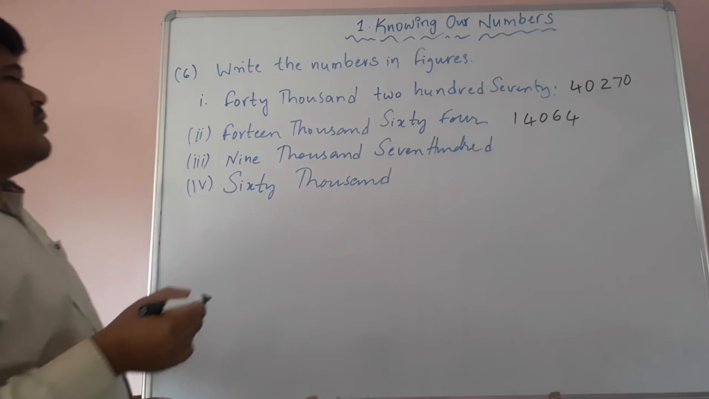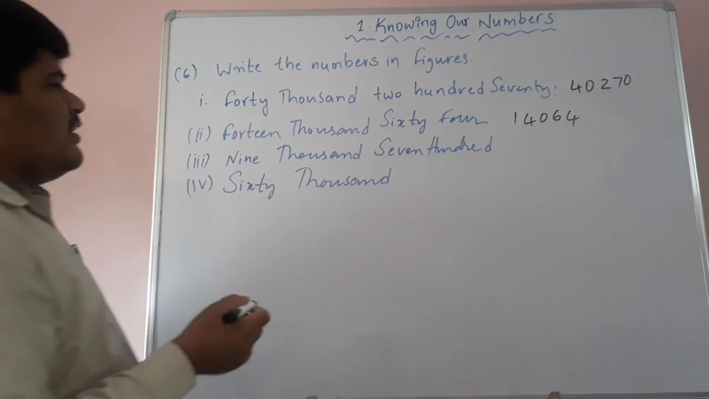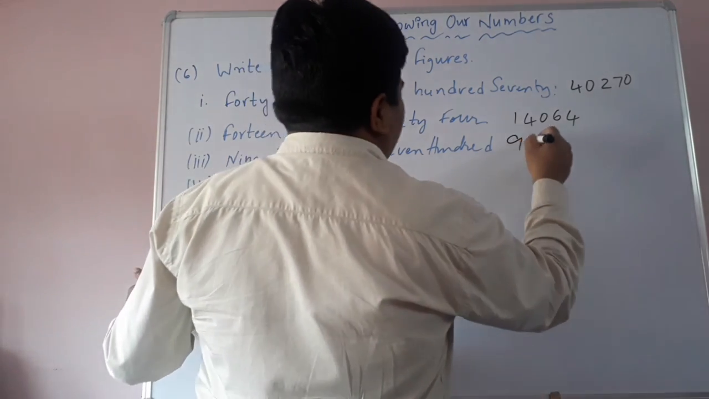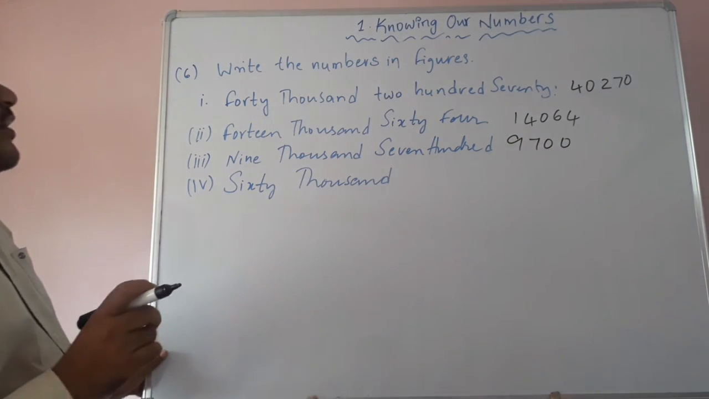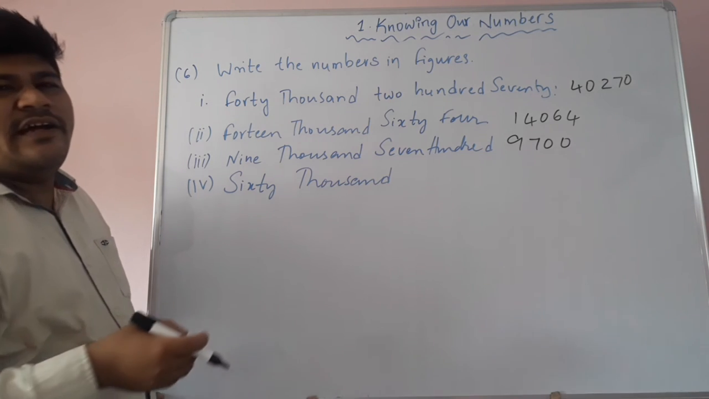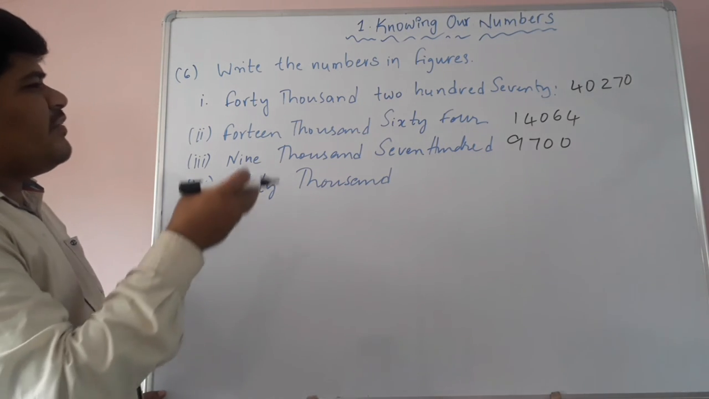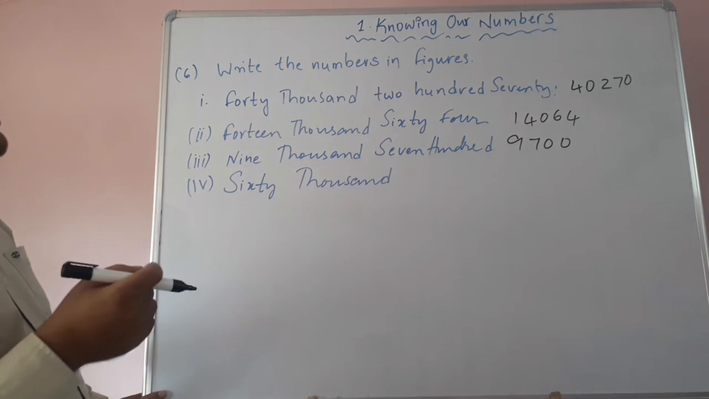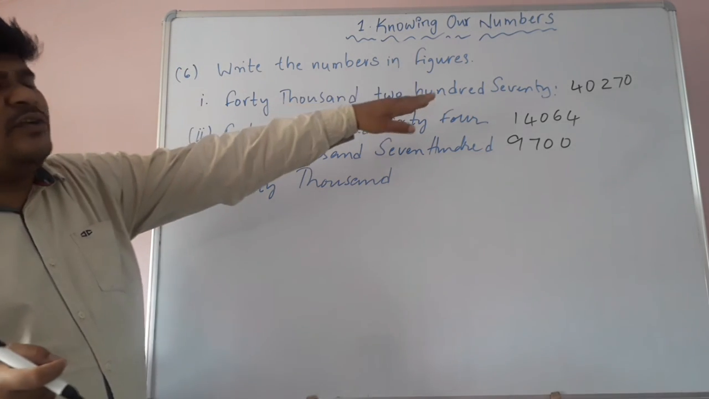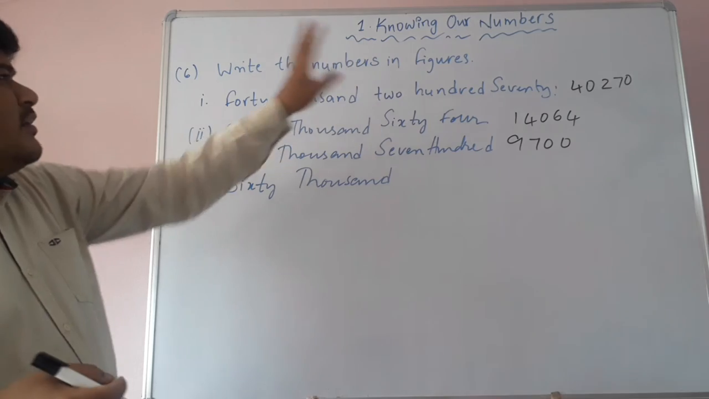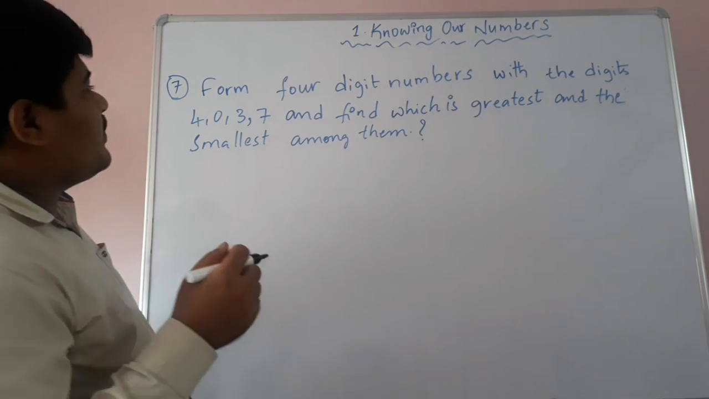9,700. Okay, 9,700. You can write like this. Children, next, 60,000. Okay, 60,000. You please write that in figures. Okay. So in this way we can write the figures of the given numbers. So actually they gave it in words. We wrote it in symbols or figures. Okay. Let's see problem number 7.